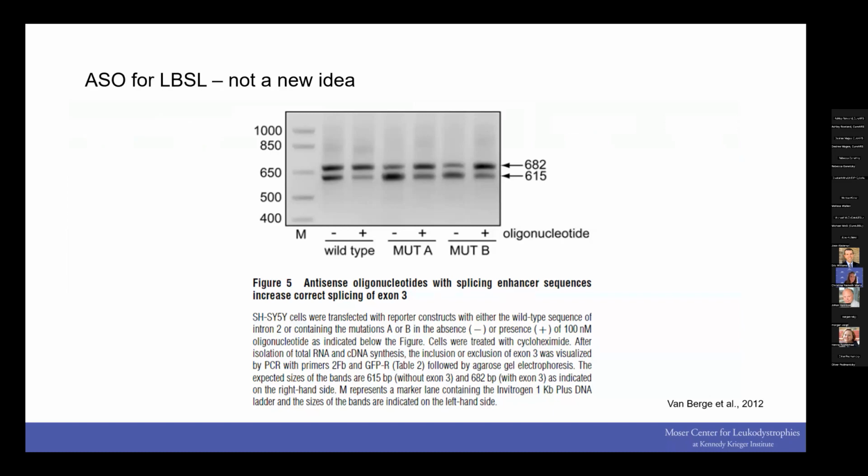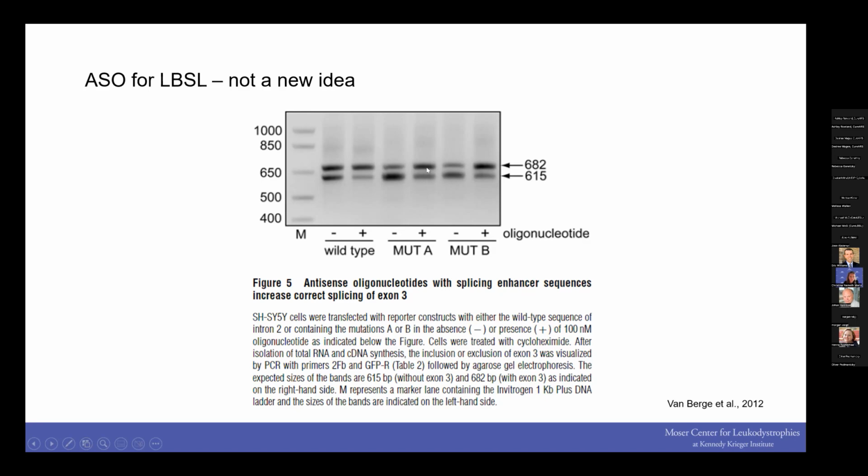So this is not a new idea, ASO therapy for LBSL. This is a paper from Dr. Vanderknap's group back in 2012. They used a variety of different cell types and constructs in which they induced DARS2 mutations in a variety of cell types. And so what they're showing here is if they can treat these mutant cell lines, mutant A and mutant B, with different oligonucleotides, they can change the ratio of this readout.